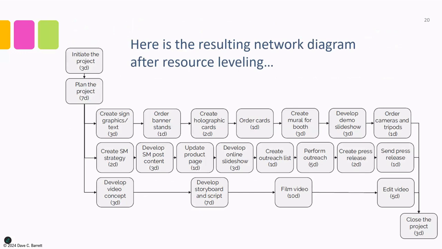Okay, so here is the resulting network diagram after resource leveling. And if you compare this to the previous network diagram, if we were to go back and look at it, you'd see that many of the activities that were originally designed to be performed right after plan the project have been pushed further to the right of the network diagram. For example, there's a dependency between order banner stands and create holographic cards. That dependency is only there because of resources, because the graphic designer cannot do them all at the same time. So we're stretching them out now.